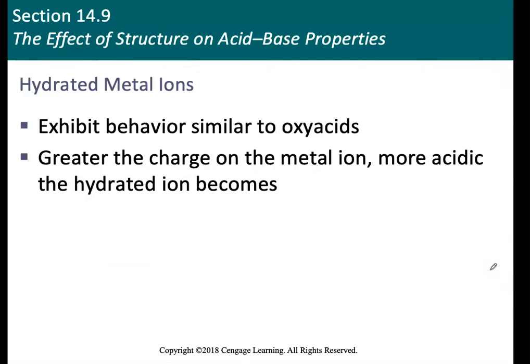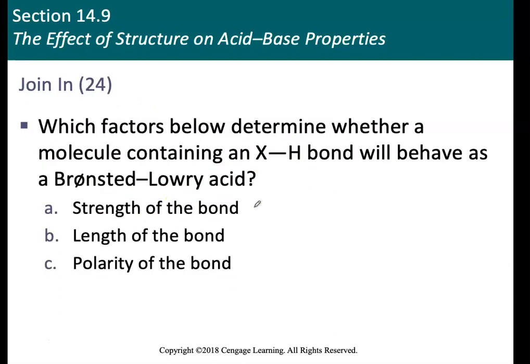Now, hydrated metal ions are acids, and they exhibit behavior similar to oxyacids. The greater the charge of the metal ion, the more acidic the hydrated ion becomes. So which factors below determine whether a molecule containing an HX bond will behave as a Bronsted-Lowry acid: strength of the bond, length of the bond, polarity of the bond. So the solution here is these two: strength and polarity of the bond.